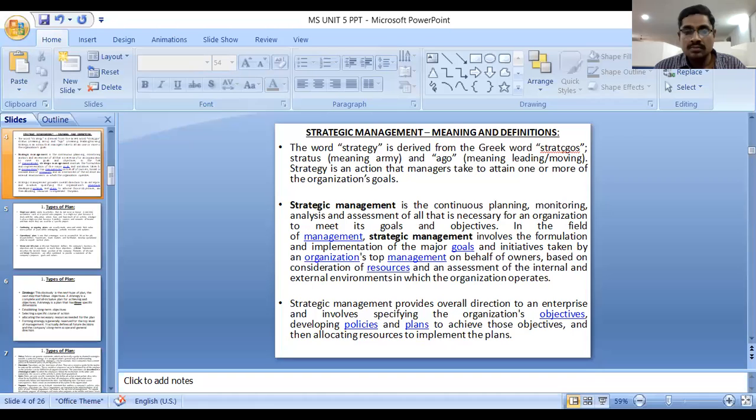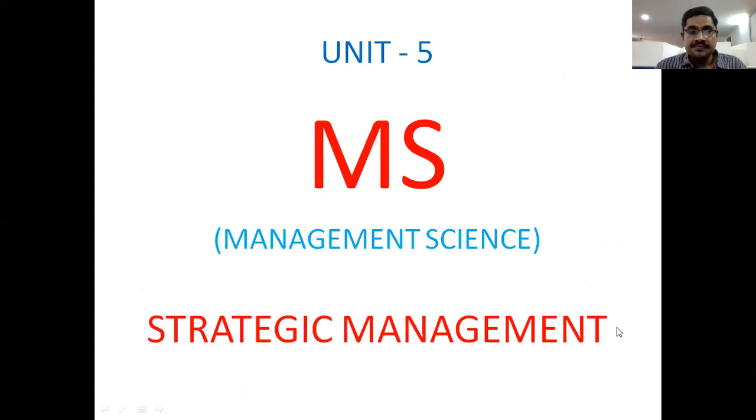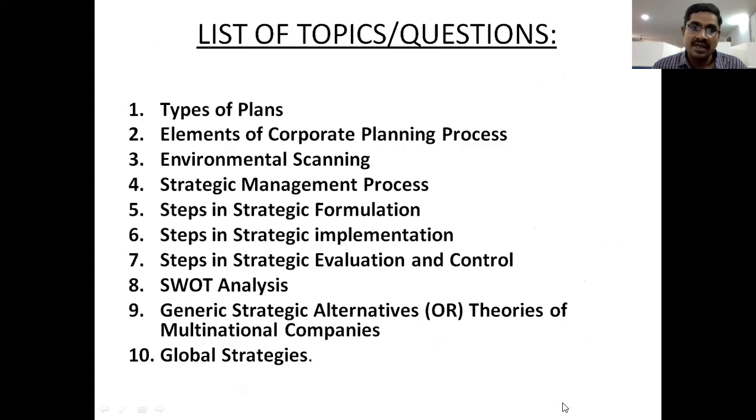Today onwards, we are entering a new unit in our management science. New unit, right? Fifth unit, that is. So, look at here. Unit 5, management science. That is strategic management. This is the new unit of our MS, right? So these are the list of topics or questions we have in this unit, right?